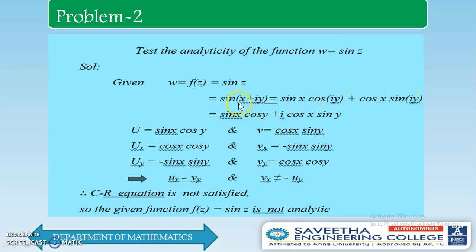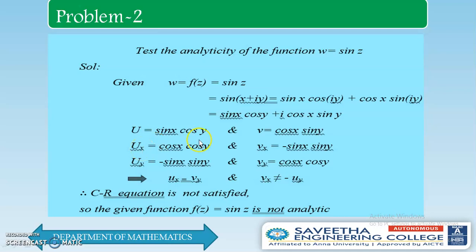So therefore sin x. Then we have one formula here: cos of iy is nothing but cosh y, and sin of iy is nothing but i sinh y. These are very, very important formulas. Therefore sin z is equal to sin x cos y plus i cos x sin y. Next, we identify the real and imaginary parts: u equal to the real part, v equal to the imaginary part. Next we differentiate with respect to x here.